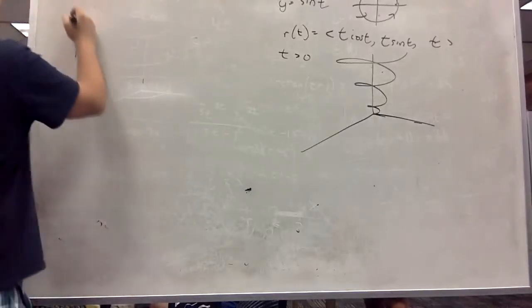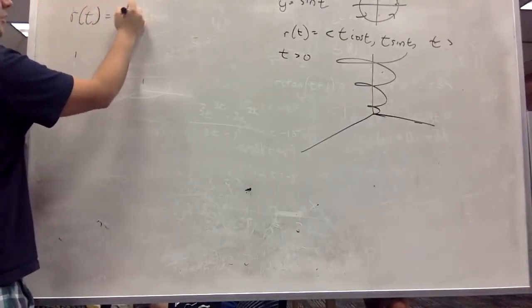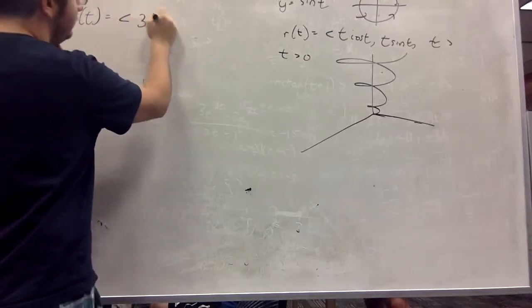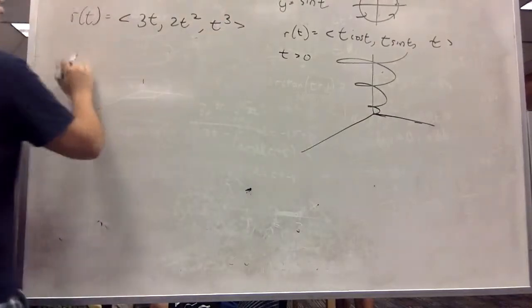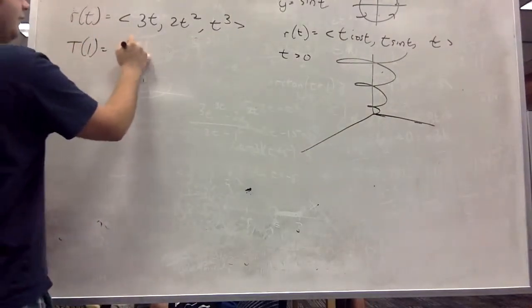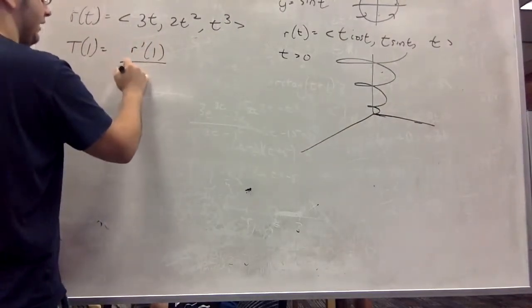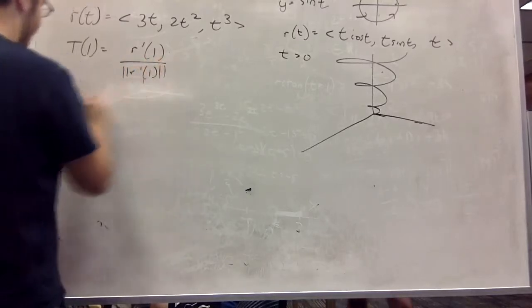This one says r of t equals t squared, 3t squared, 3t, 2t squared, and t cubed. So I want to find T of 1. That means I need to find r prime of 1 and divide by its magnitude. Let's find r prime of 1.